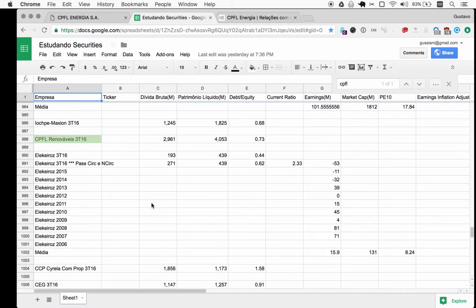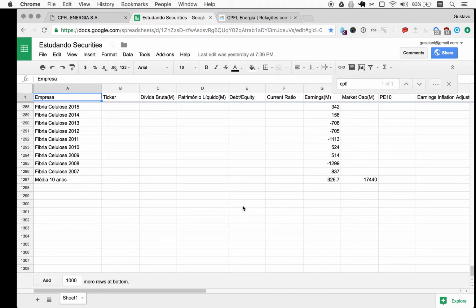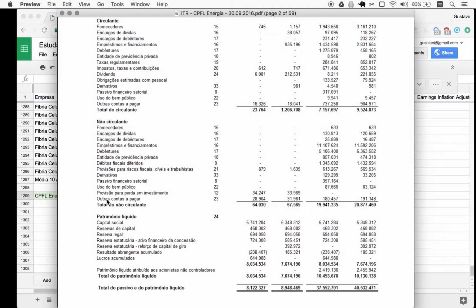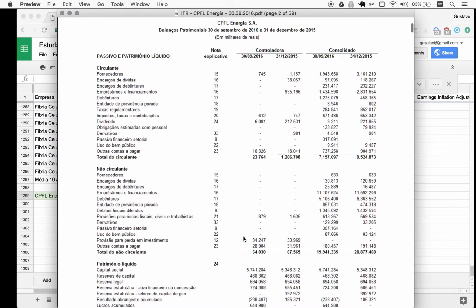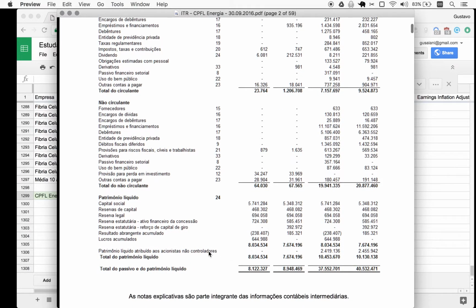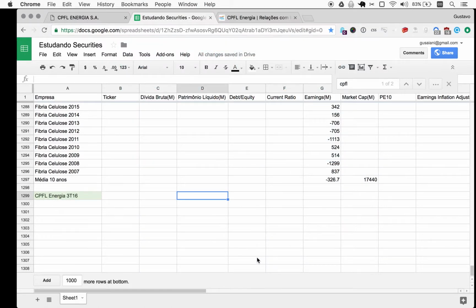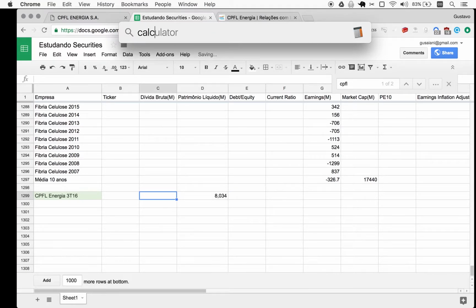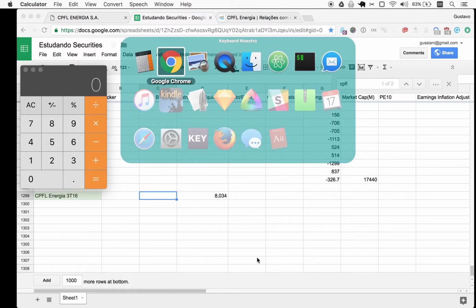So for example, let me just open another row for CPFL Energia, third quarter 16. Let me just do it with only the holding company, right? So the net equity 834. Opening the calculator for the debt.